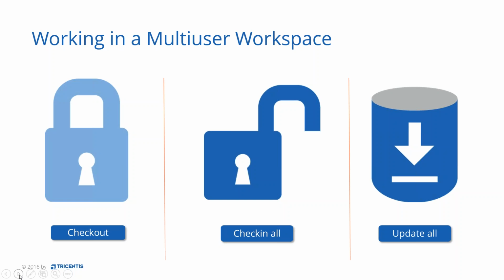The second one you have is the check in all. This uploads the modified version, so what you had checked out, it uploads the changes to the common repository. The final one you have is the update all. So this updates your common repository. When you click this, it takes everybody else's changes and saves them onto your local copy of the common repository. So if you want to see other people's work, you need to update all to get a hold of it.